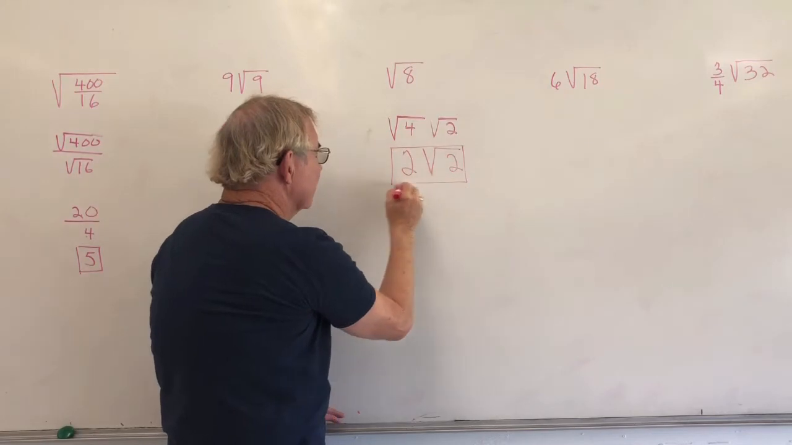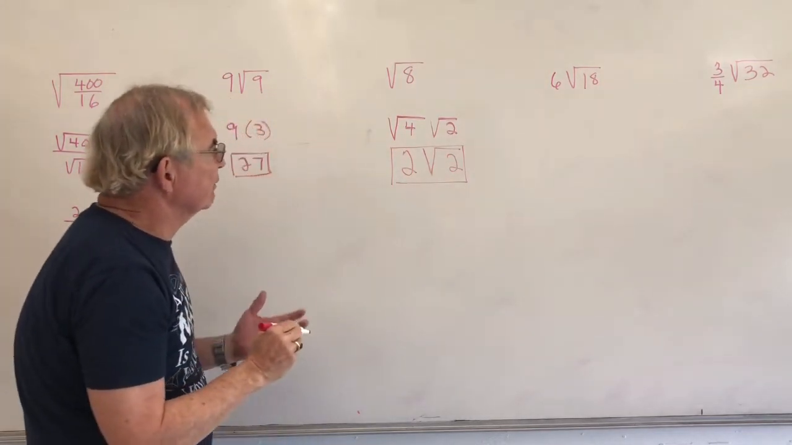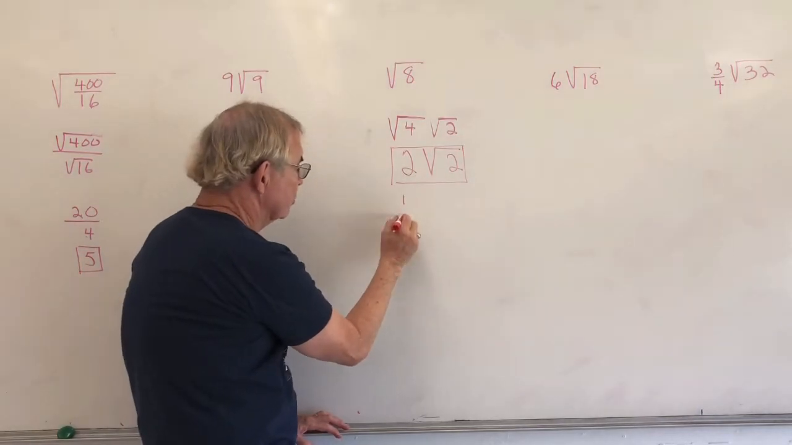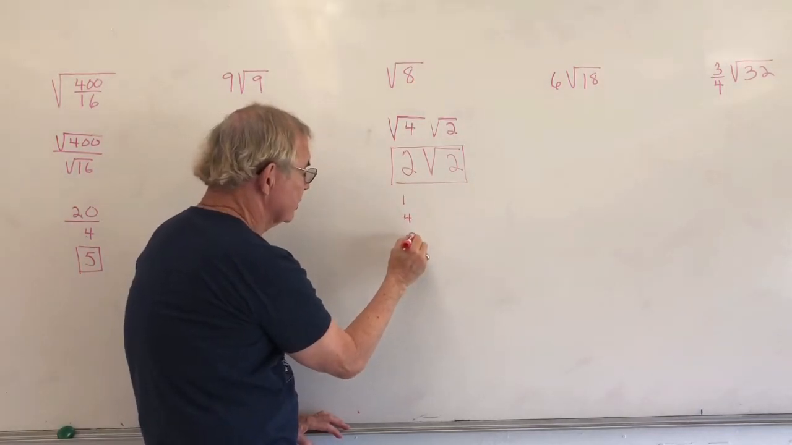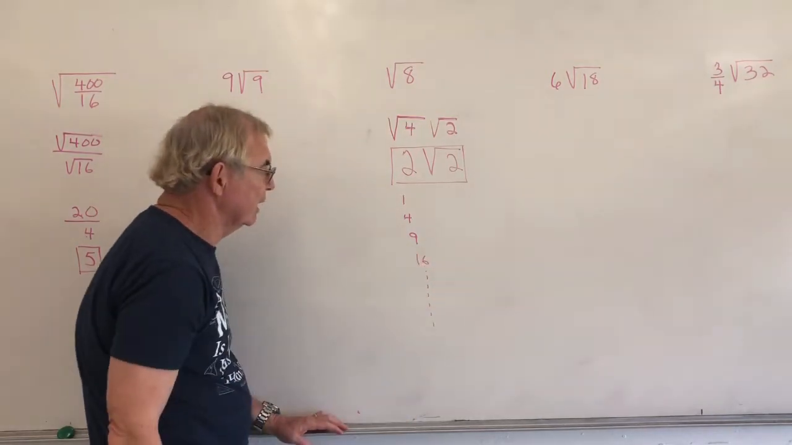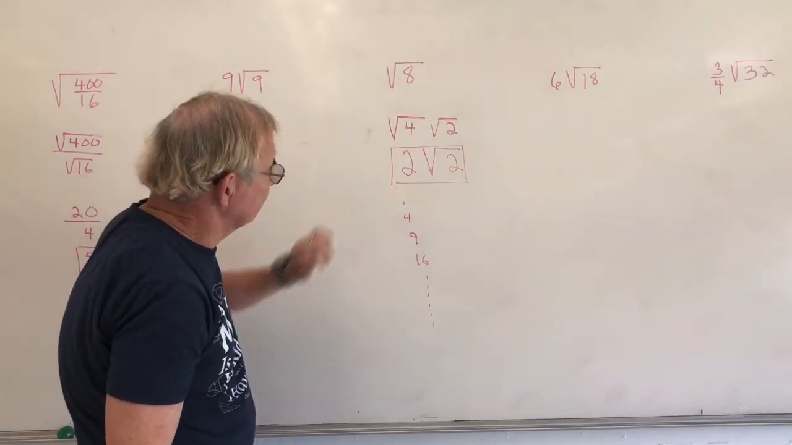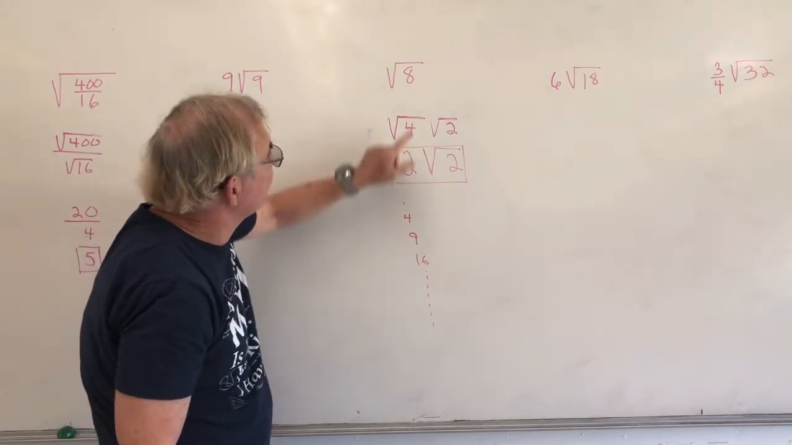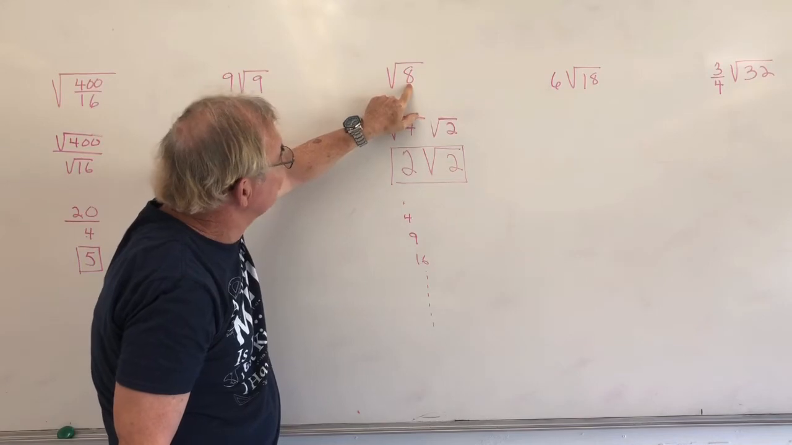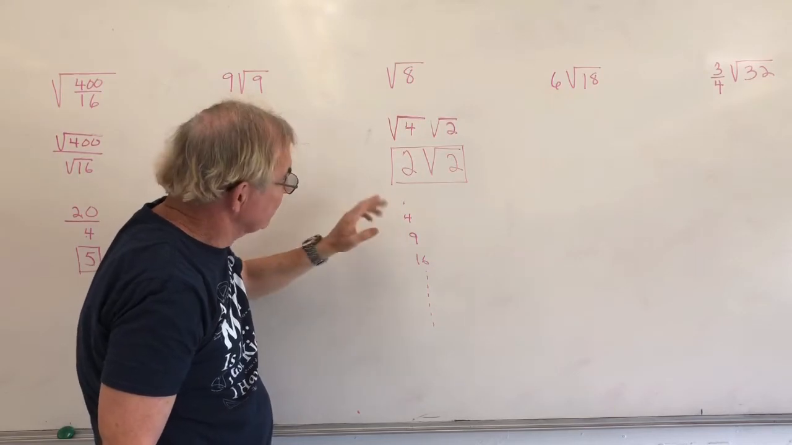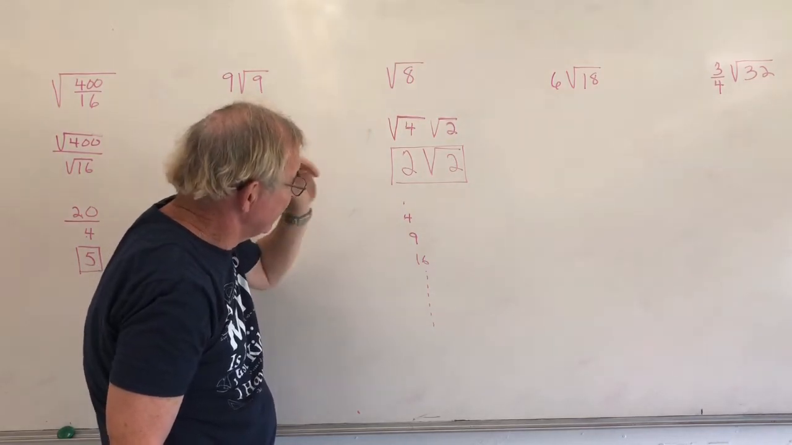A lot of times when I do these square roots, I'll list the perfect squares for the students. I'll say 1 squared is 1, 2 squared is 4, 3 squared is 9, 4 squared is 16, and we'll go down the page quite a way. Do any of these numbers divide into 8? And we're looking for a number that divides into 8. And we notice 4 does. Okay, so we're looking for a number that will divide into it.